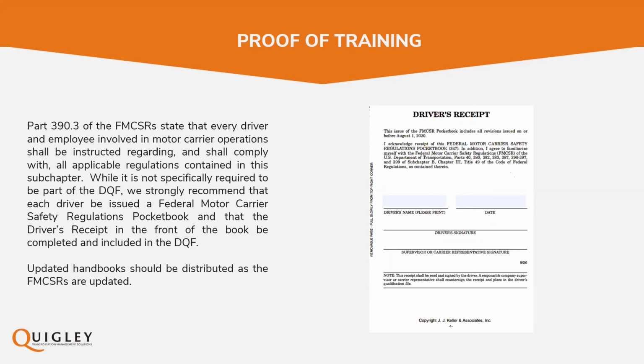One thing I want to stress here is, as the FMCSRs are updated, make sure that you purchase updated handbooks and issue new ones, and put a new copy of the updated receipt in the driver qualification file. You'll see that right below where it says supervisor carrier representative signature, you see the 9/20. That's the version date that it was updated.